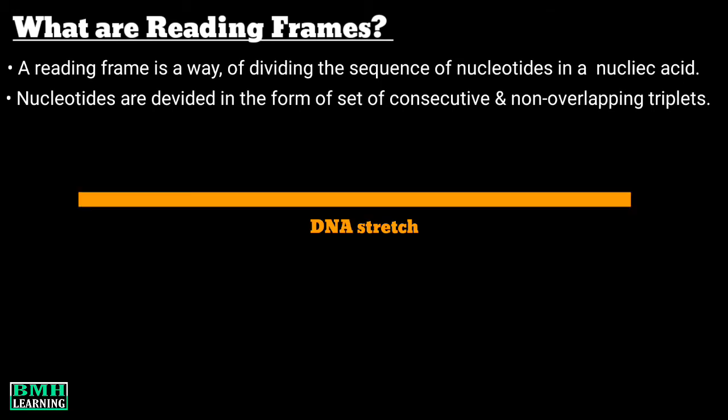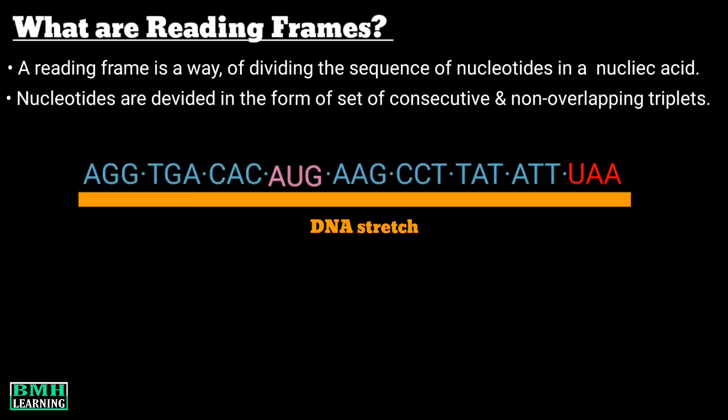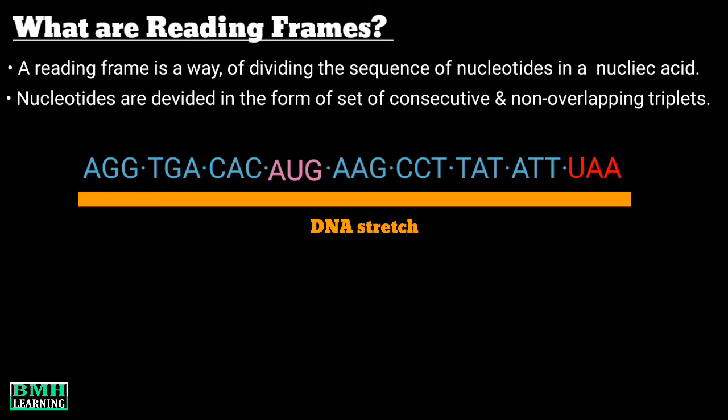Suppose this is a stretch of DNA, and these are the nucleotides of which this DNA stretch is formed. These nucleotides are divided into triplets, and each triplet is represented as a codon. Now concentrate on each codon. Every codon is non-overlapping. That means one codon is not going over the other codon.